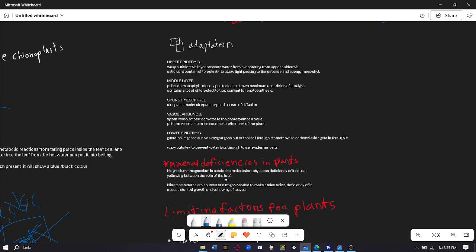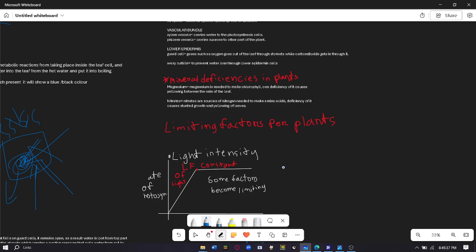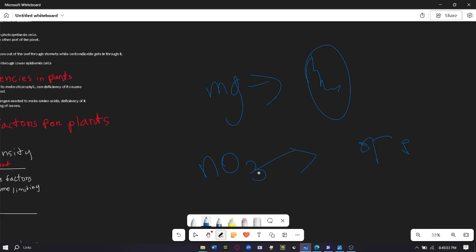Right. Now, that's that. There's also mineral deficiencies. All you gotta remember is that there is the magnesium deficiency, which makes the leaf more yellow, right? And then there is the nitrate deficiency, which basically reduces the growth of the plant.